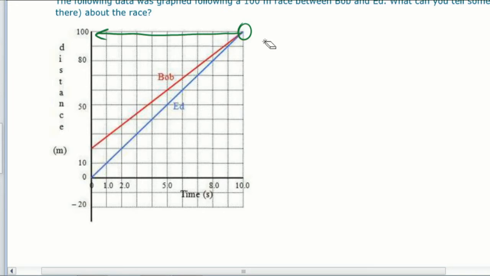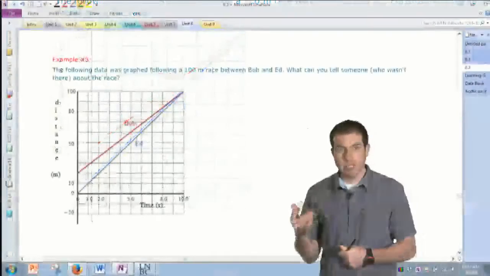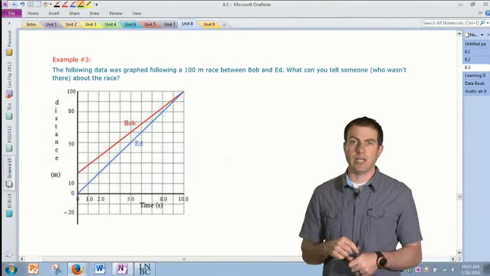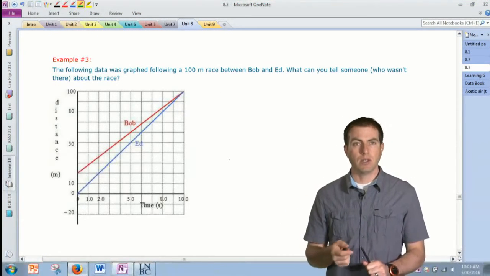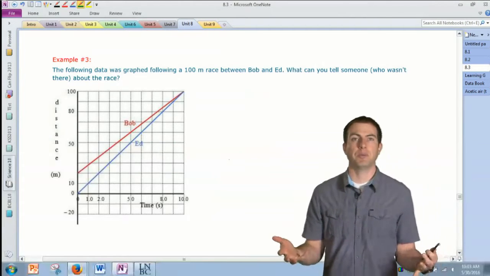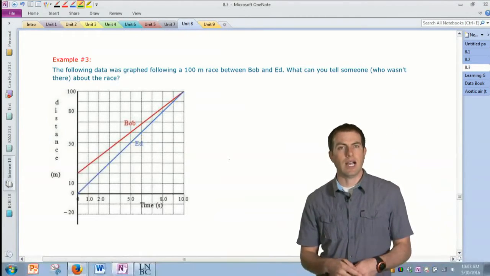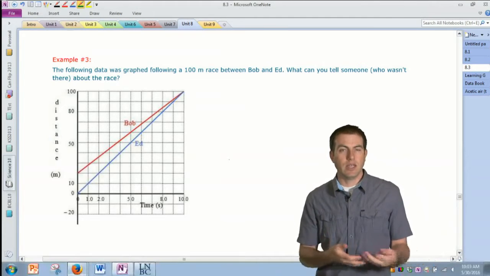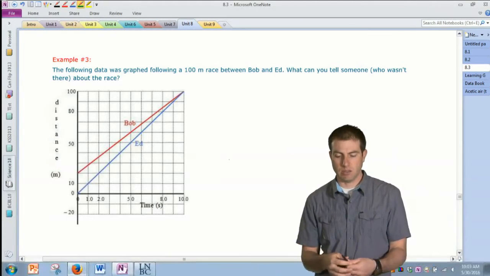So if I looked at each of the lines individually, they both end up at 100 meters at 10 seconds. It's a tie. Both runners get to the finish line at the same point. But Taylor said something really important earlier. She said Ed catches up to Bob. What does that mean? How do we have different slopes? We have two runners running a 100-meter race. How could somebody catch up to the other guy if they're both crossing the finish line at the same time?